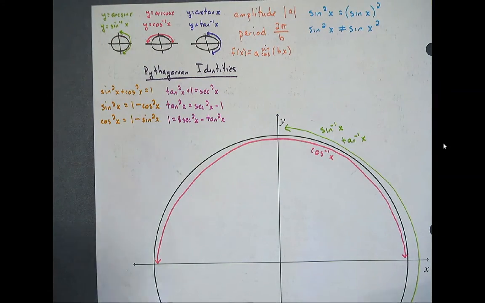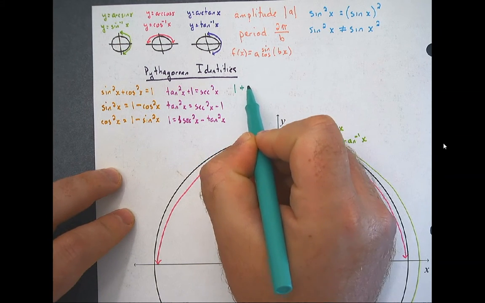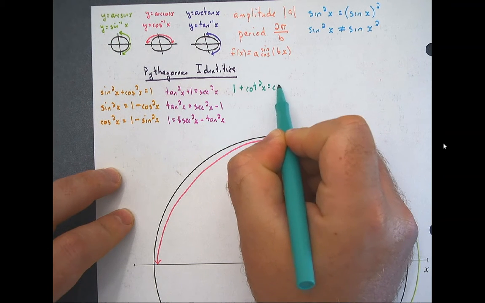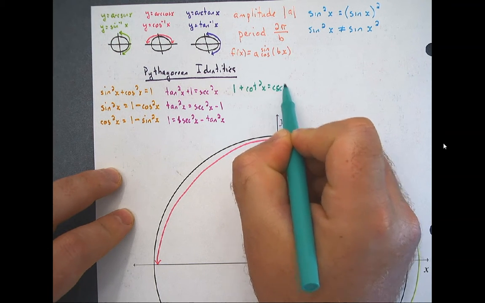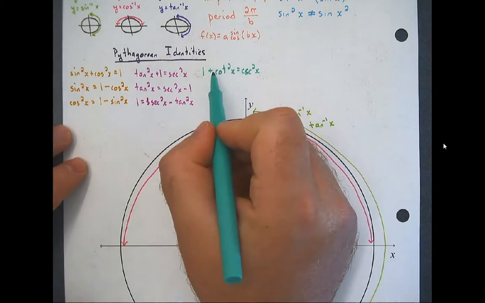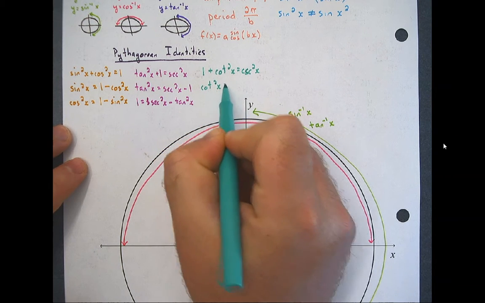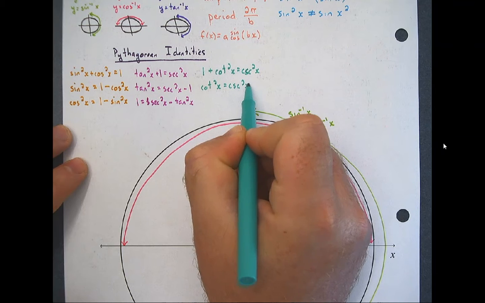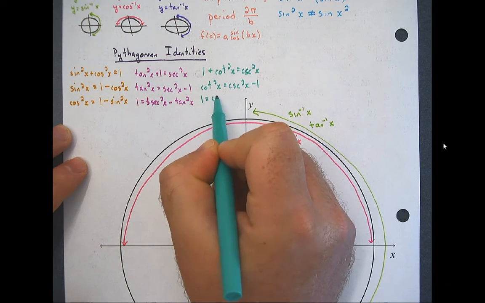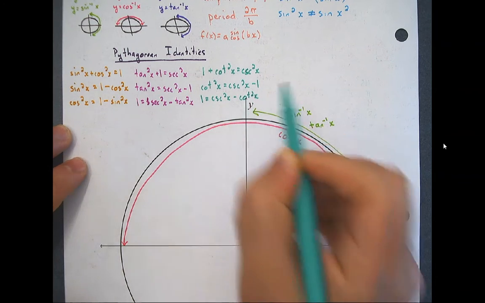So our third Pythagorean identity is 1 plus cotangent squared of x equals cosecant squared of x. And then I can look at that from two different perspectives. I can try to get the cotangent by itself. So cotangent squared of x equals cosecant squared of x minus 1. Or I could get the 1 by itself, which would be 1 equals cosecant squared of x minus cotangent squared of x.